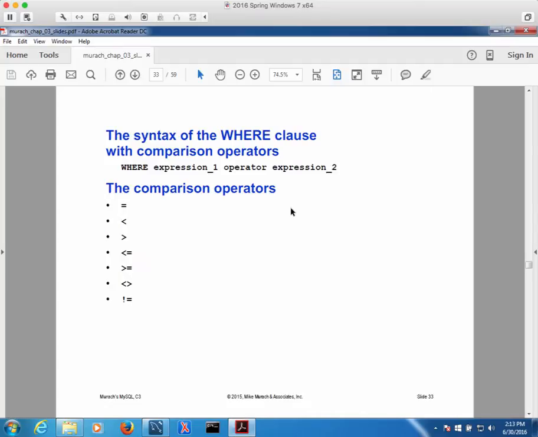The syntax of the where clause with comparison operators. So the where clause is going to do a lot of heavy lifting for us, because again, we really don't want to build queries that bring back a lot of data that we can sift through. Why do the work when you can have the server do the work? So we're going to want to come up with an expression that brings back just the answer that we want.